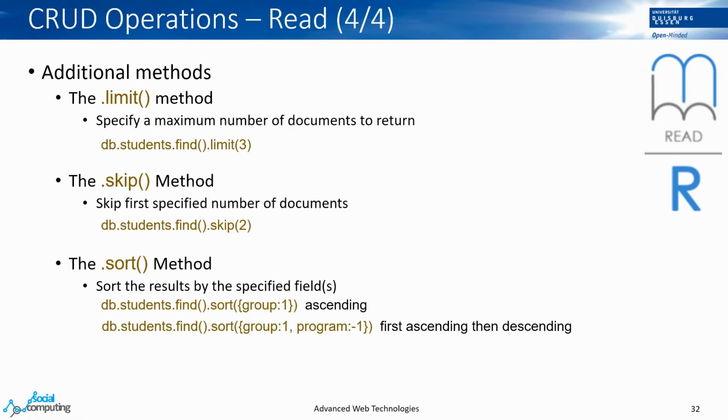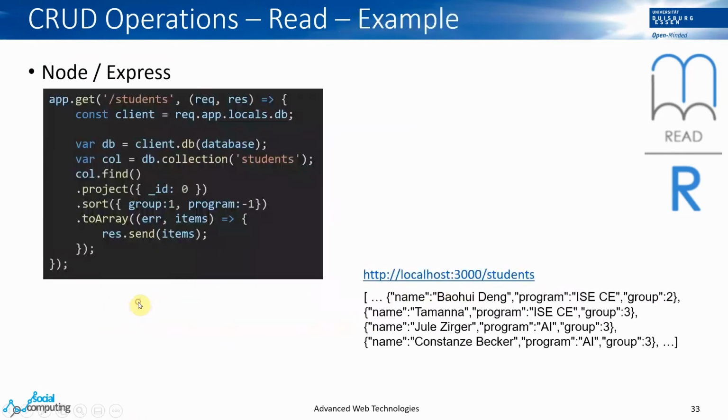And then of course you can apply multiple sort orders also. First you sort on group, and after that you sort on program in descending order. So what it will do is first order all the data based on group, and then if the group is the same, it will order in descending order based on the program field. So this way you can sort your data.